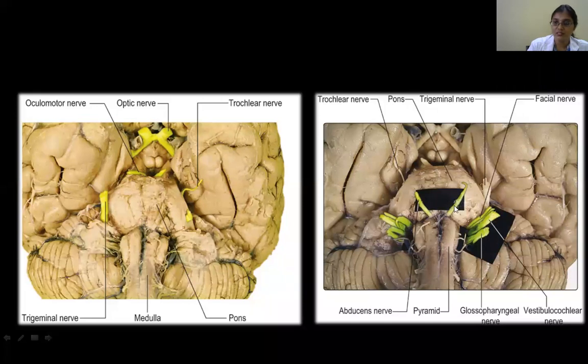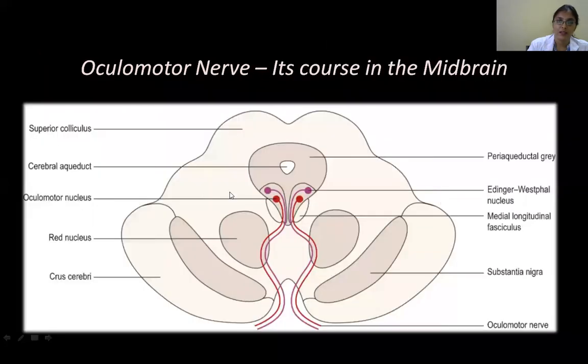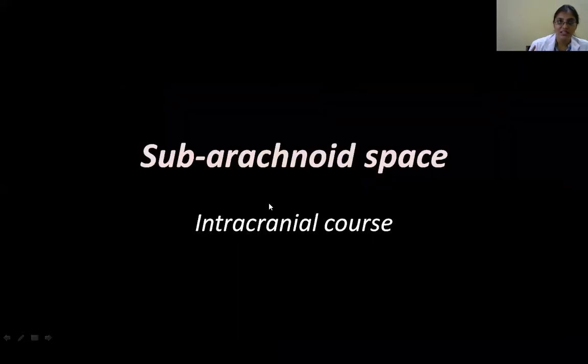So this is the sixth cranial nerve, that is the abducens nerve. Then coming to the facial colliculus, again here, see, this is cranial nerve 6 from the pontomedullary junction. This is the facial colliculus here. Once again, this course. So once they exit, what is it?